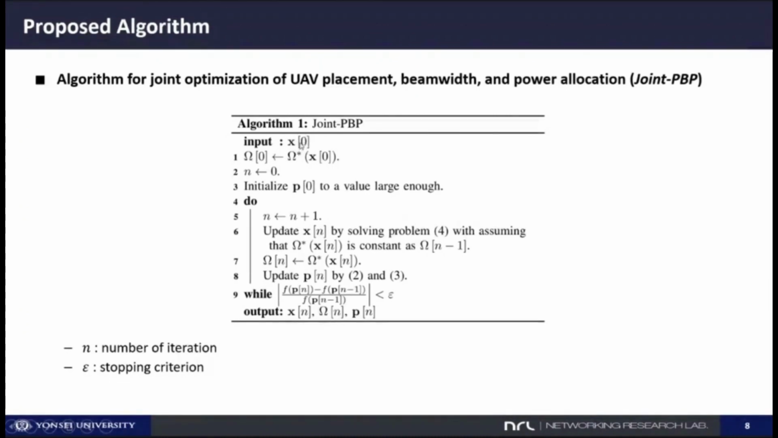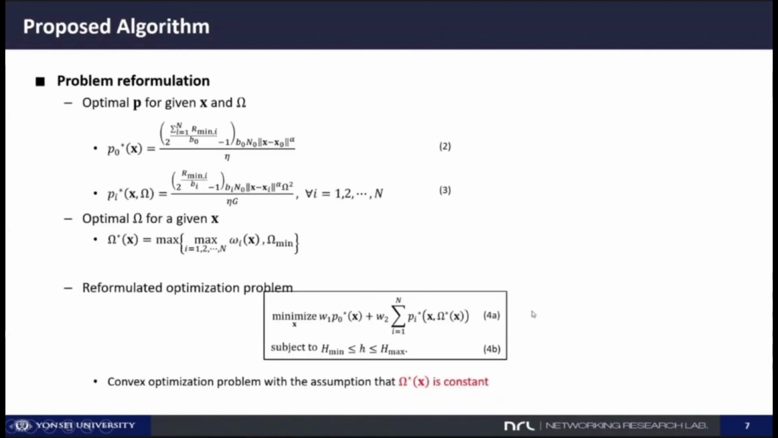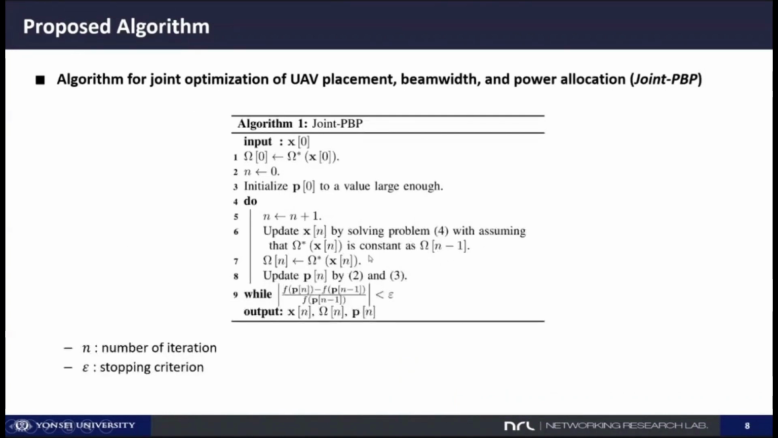First, initialize the location of the UAV, and based on the location, we update the initial beam width, and we initialize the initial P0, initial P, and at each iteration, we update the location by solving problem 4, which is this, assuming that this omega star has a constant value as the value of the previous step.